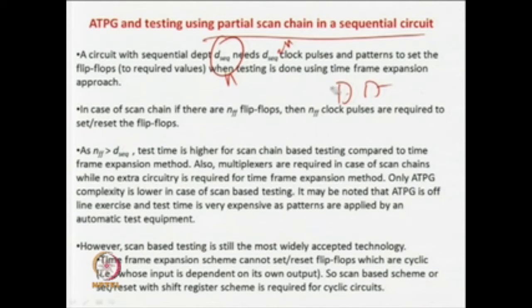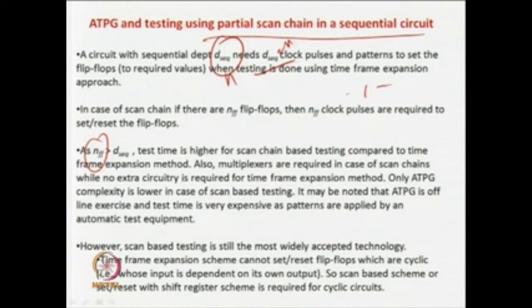But generally, if there are n flip flops in the circuit, D sequence can be at most equal to NFF, the number of flip flops, in the worst case when everything is connected in a chain. In the general case, the number of flip flops will be much larger than D sequence. So if you are using the time frame expansion method, you require D sequence number of bits, or D sequence number of patterns, to set or reset the flip flops.